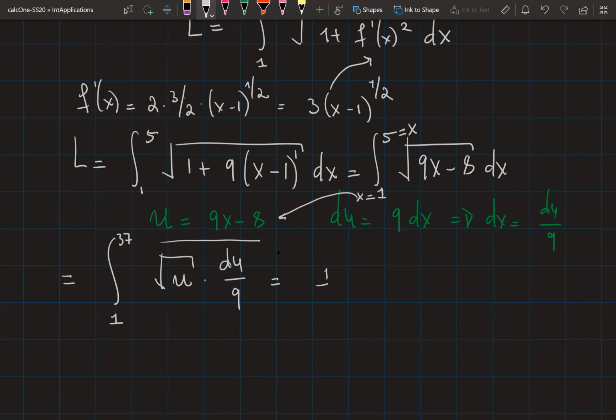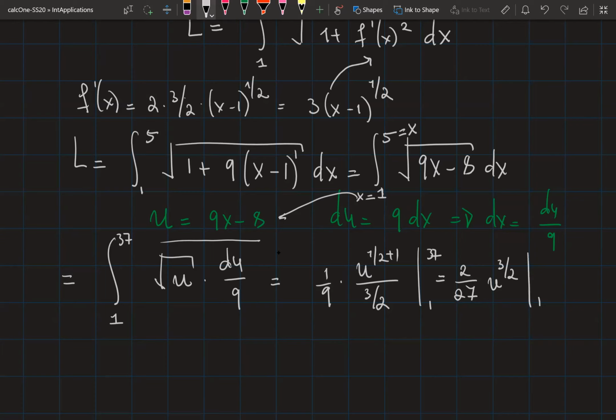It's going to be 1 over 9 times u in the power of 1 over t plus 1, divided by 1 over t plus 1. It's 3 over t. So we need to substitute from 1 to 37. So it's going to be, I can cancel this. Sorry, I can't cancel this. So it's going to be 2 over 27 u in the power of 3 over t.